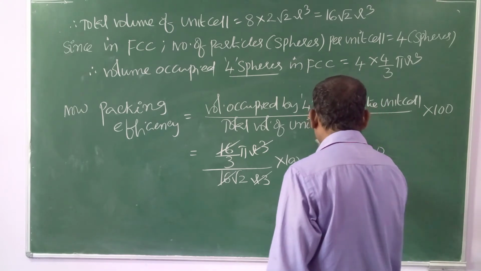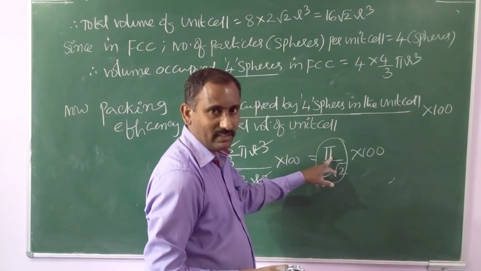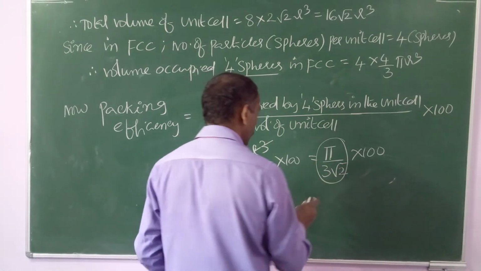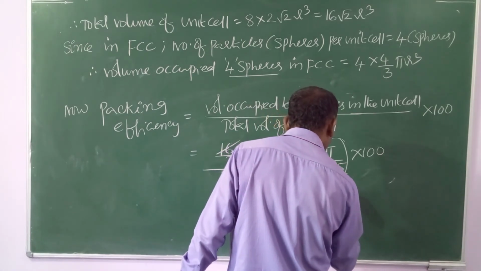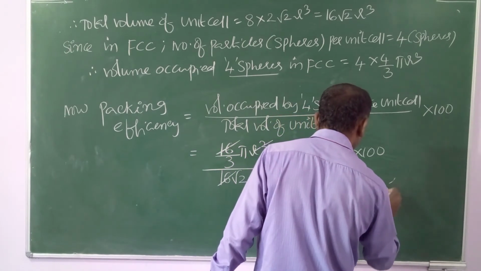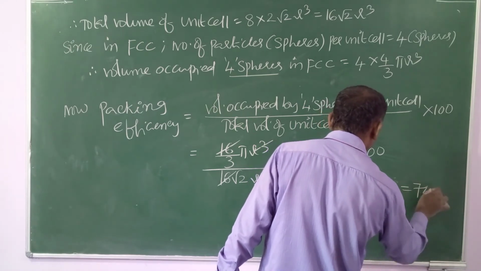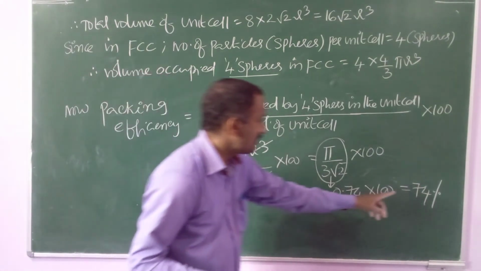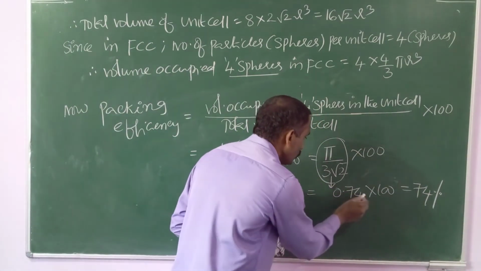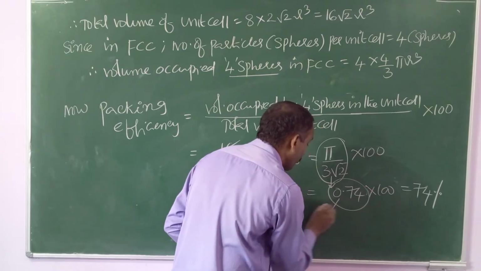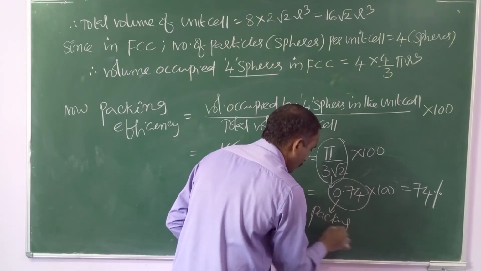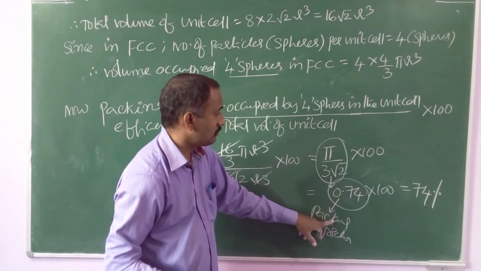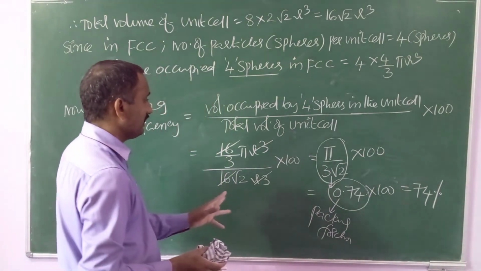After that, calculating with pi value 3.14 by 3 into root 2 value 1.414, you will get 0.74 into 100. 0.74 into 100 is nothing but 74 percentage. Therefore, FCC packing efficiency is 74 percentage. This 0.74 is known as packing fraction. So pi by 3 root 2 into 100.